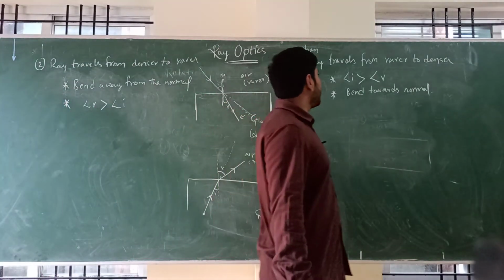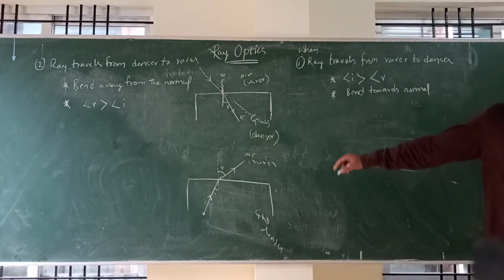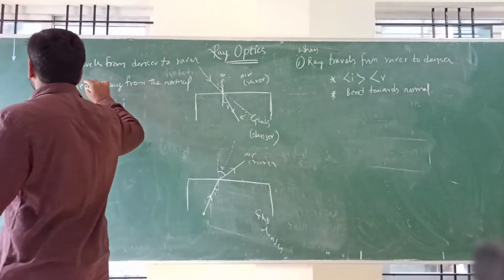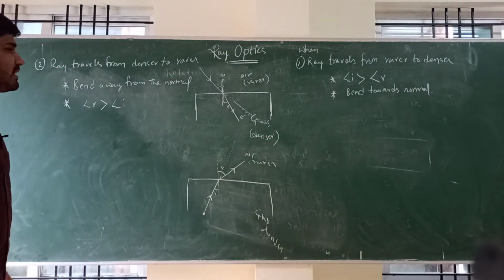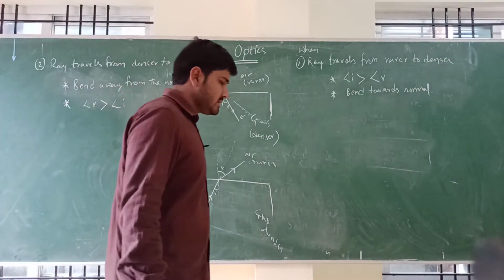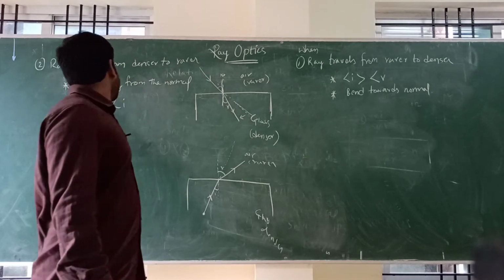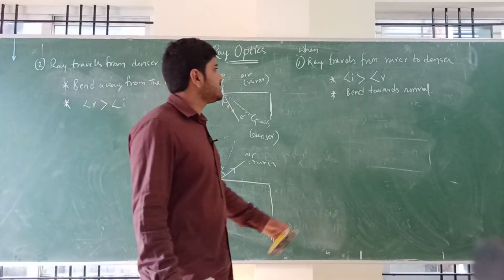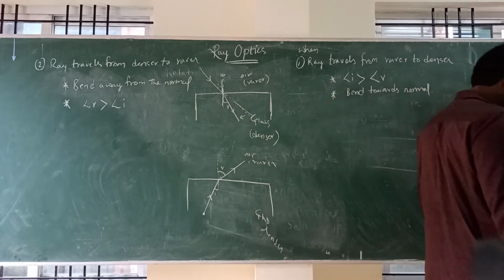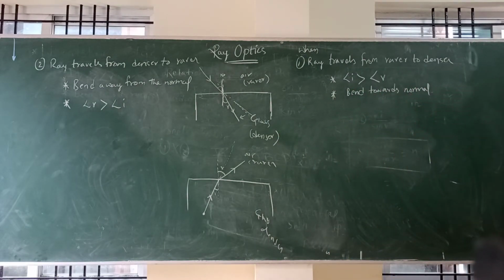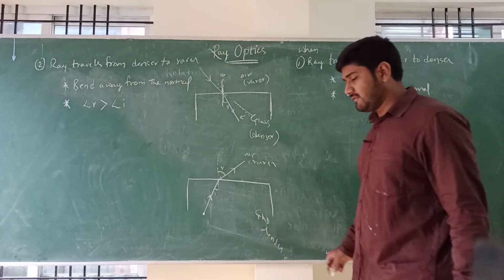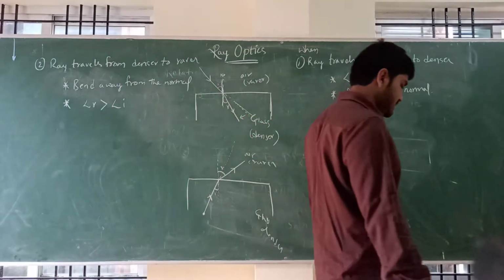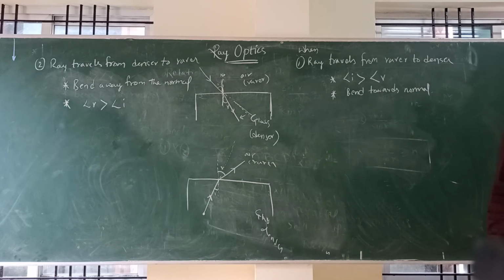It will help you a lot. Just remember these 2 points. When the ray is traveling from denser to rarer medium, the angle of refraction will be more than the angle of incidence, and it will bend away from the normal. When the ray is traveling from rarer to denser medium, the angle of incidence will be more than the angle of refraction, and it will bend towards the normal. So these are the 2 points to remember.